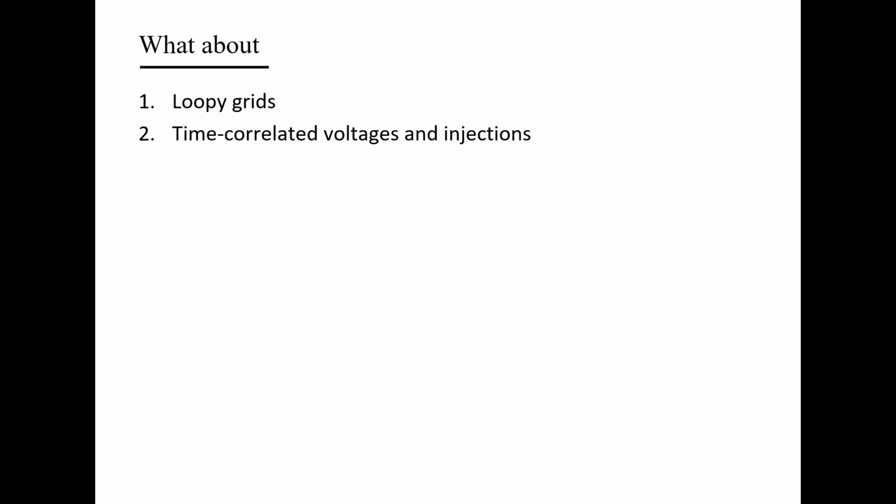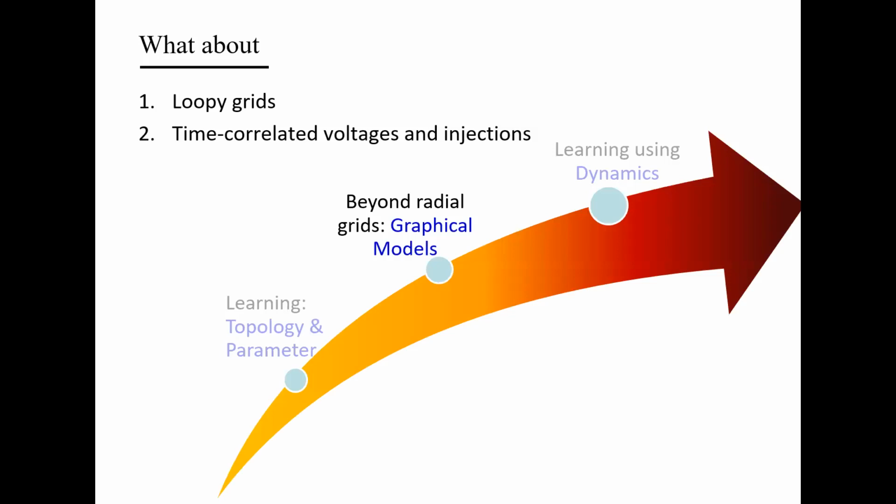However, I did assume static power flow samples. So there is no correlation between injections at different times, and the system was radial. But what happens when you go from a radial system to a loopy system or a mesh system? Well, that brings me to the second part of the talk, which is going to be on graphical models. So I want to go beyond radial grids. I want to look at mesh systems.